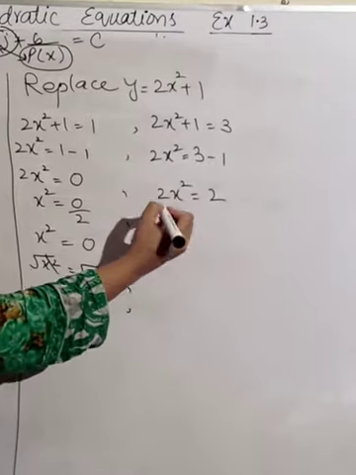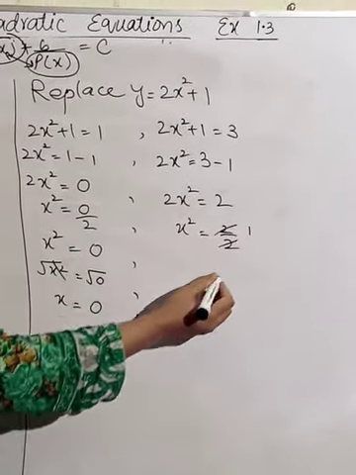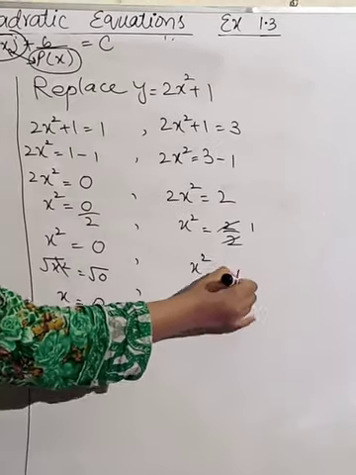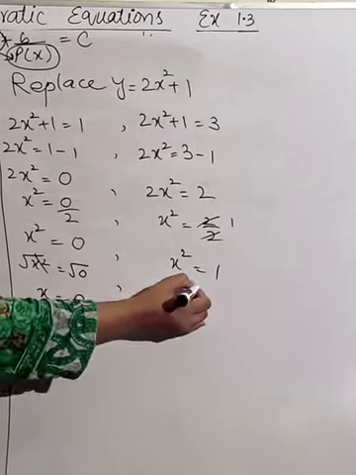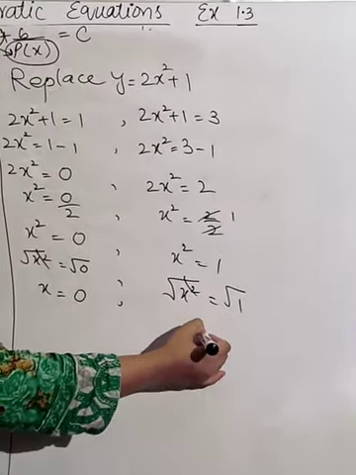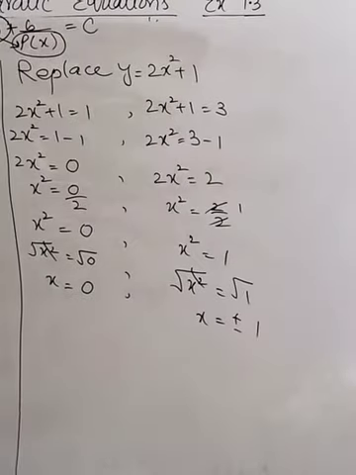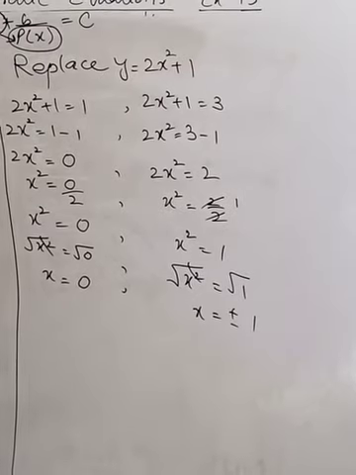x square is being multiplied by 2; on taking it to the other side, it becomes divide. 2 1s are 2. So x square is equal to 1. To cancel the square, we always have to take the square root. When we take the square root, I am left with the answer x is equal to plus minus 1. Fine. So the solution set has the values 0 and plus minus 1.